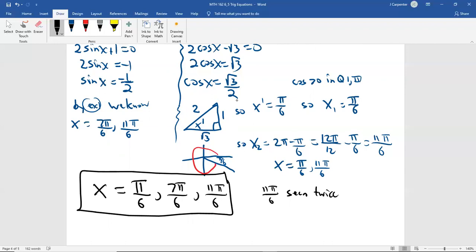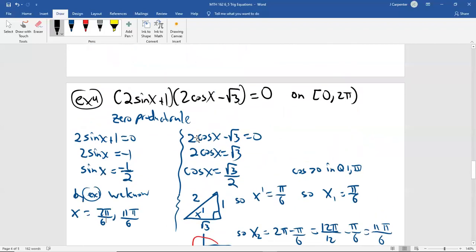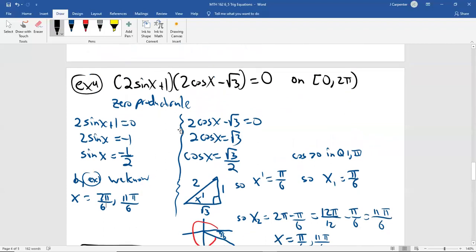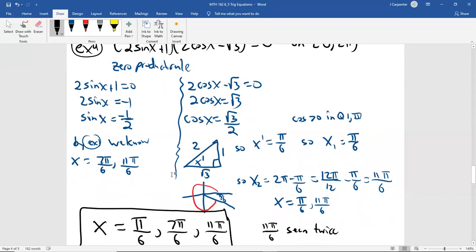All right, I think we have time for one more and we'll call it a day. But let's just re-look at this because the next problem, eventually we'll get to this, what it started as, not the same thing, but just the type of parentheses, zero product rule, and you'll have two different equations to work through.